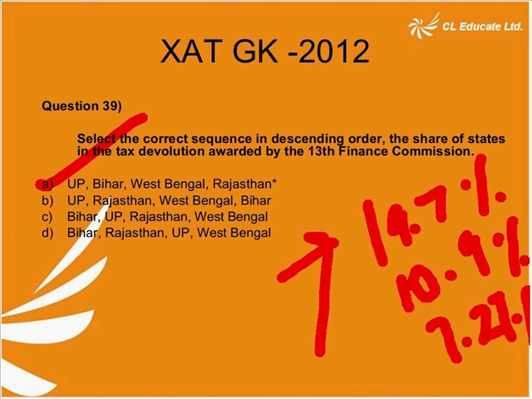Then 4th is Andhra Pradesh, which gets 6.94%. Then 5th is Rajasthan, which gets 5.86%. And 6th is Maharashtra, which gets 5.2%. So these are the top 6 states: UP, Bihar, West Bengal, Andhra Pradesh, Rajasthan and Maharashtra.